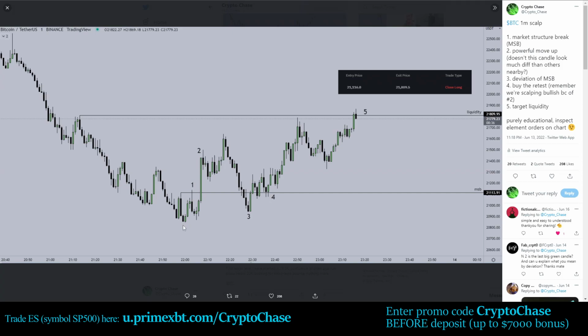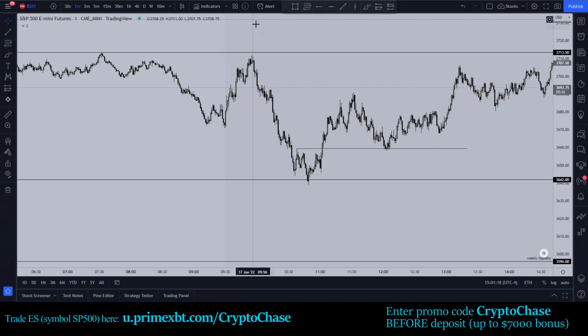A low, a high, a lower low, a break in market structure, and then the retest, right? But unfortunately, you get this little scam here on Bitcoin, so I get stopped out, and then it reclaims, and then I long it again, target liquidity, okay?